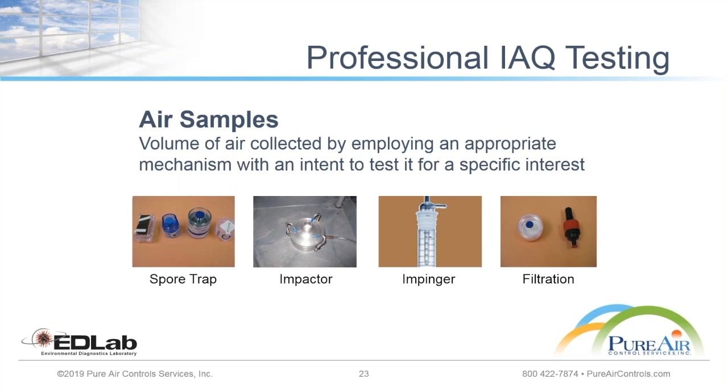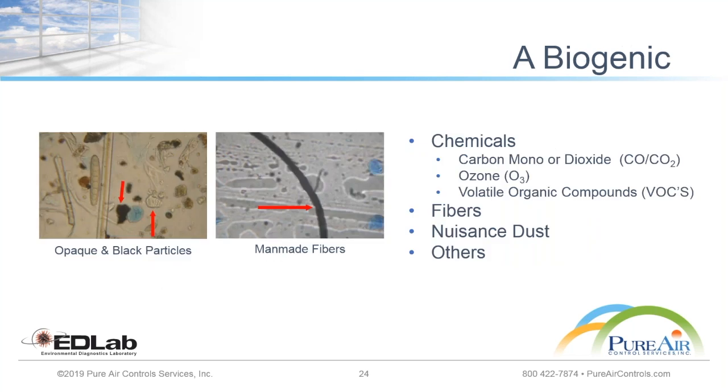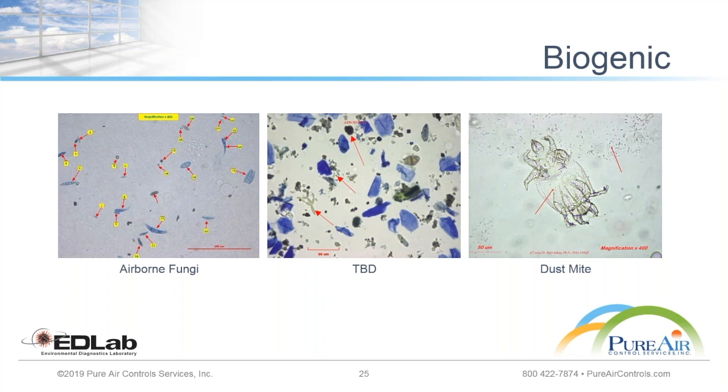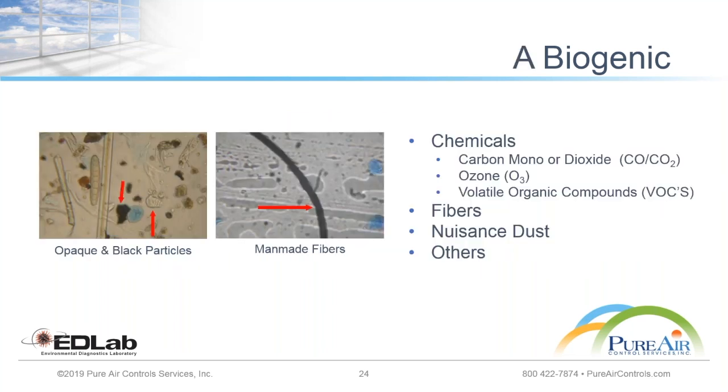So when we talk about the kind of samples that we come back into the lab with, Doc, and we hit on this earlier when we talked about the basic definition of what an allergen is, there are two different types: abiogenic and biogenic. So why don't you tell us a little bit about what we're looking at here with the abiogenic samples?